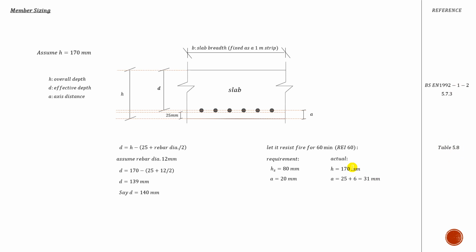And then you see the requirements versus what I actually have. In the requirements, the overall depth must be 80 millimeter, and the axis distance must be 20 millimeter. This is to meet the 1 hour fire resistance requirement. But actually what I have is that the overall depth is way higher than the required one, and the axis distance a here is just 25 plus half of the diameter, which is 6, and then I get it as 31. Again, this is higher than the a required, so my slab will resist fire for 1 hour, and that's okay.